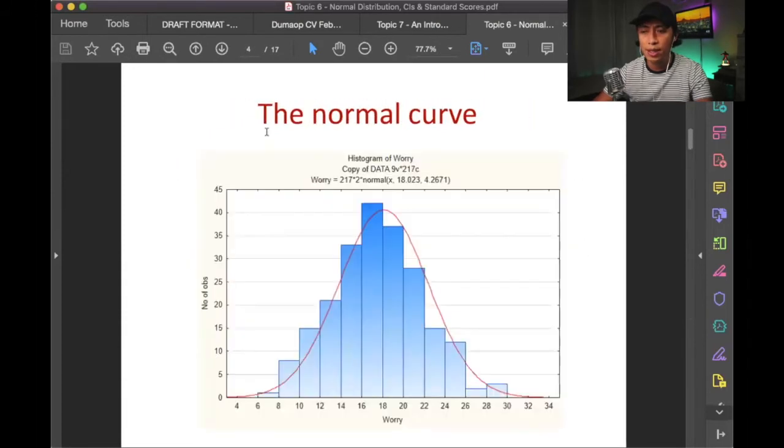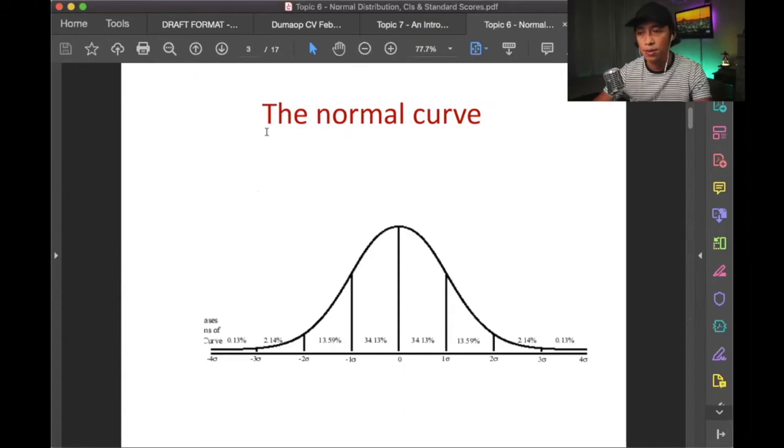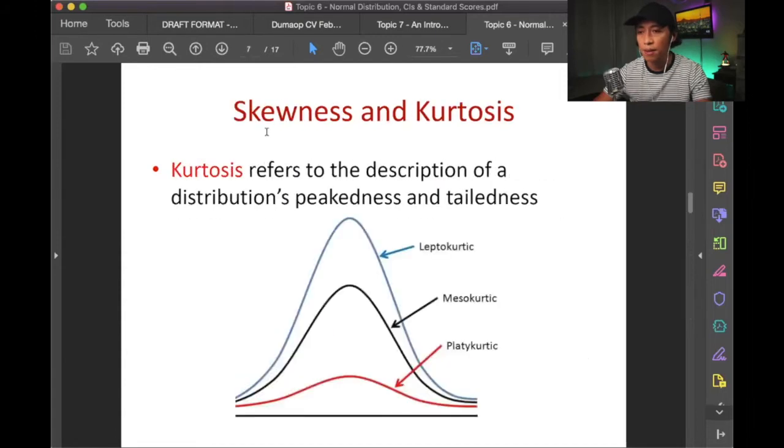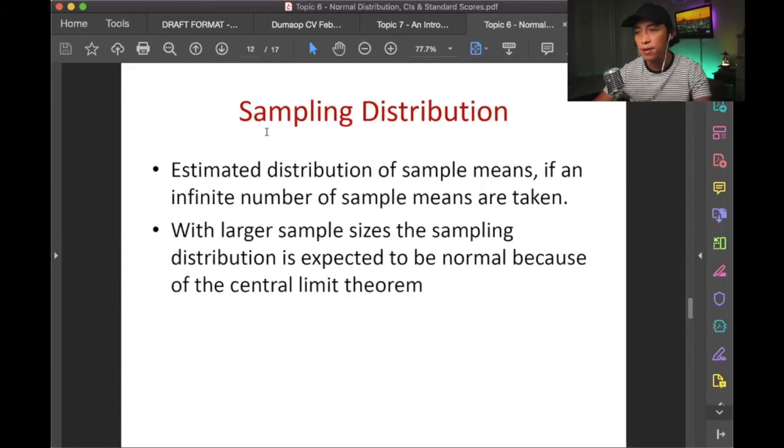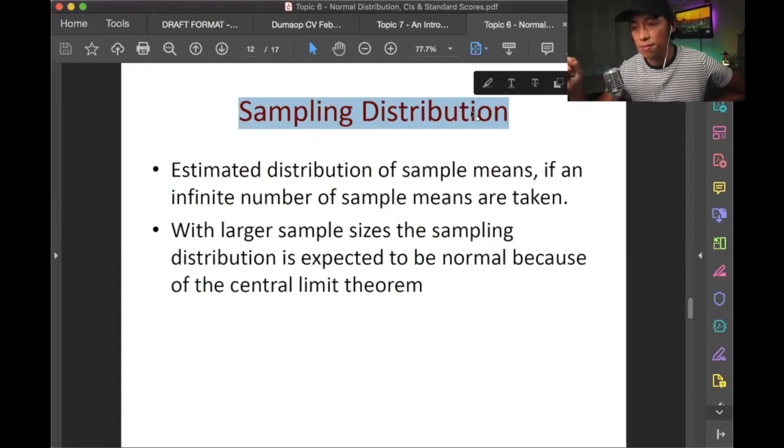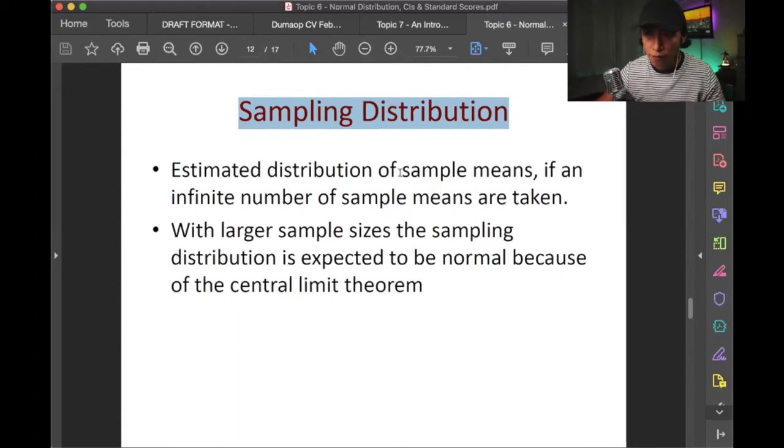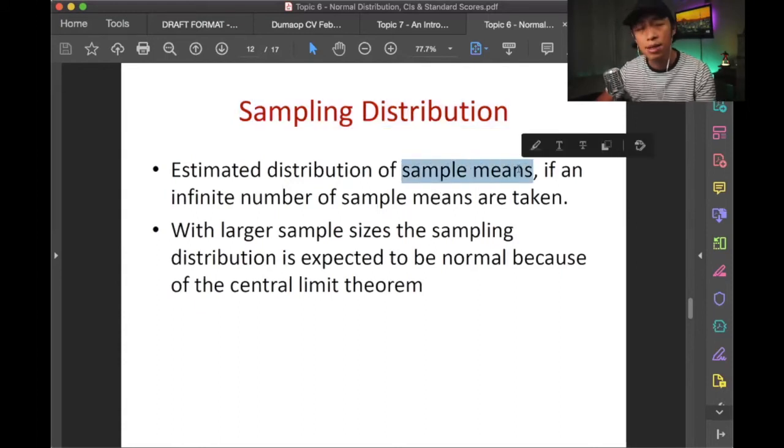Now, one of the reasons why we discussed the normal distribution and z-scores is because such knowledge also applies to the more relevant topic that scaffolds our later discussion about null hypothesis testing, which is sampling distribution. Okay, so what is sampling distribution? Let me read first its definition. It is the estimated, so again, it's estimated, it doesn't really exist. We assume it. It is the estimated distribution of, take note of this, sample means.